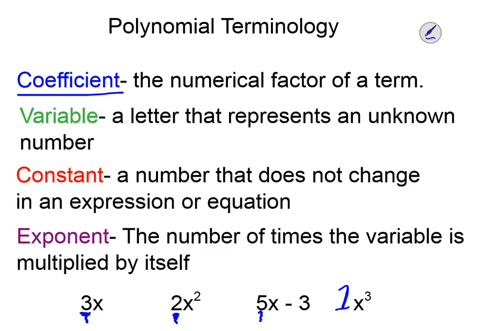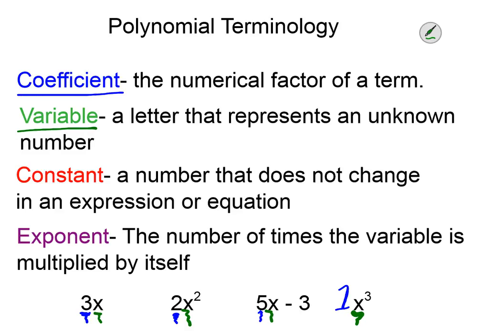The next term we want to look at is variable. We're already probably familiar with what the variable is. Here it's x. Here it's x. Here it's x. Here it's x. Of course, it doesn't always have to be x. It could be y. It could be p. It could be any letter to represent a variable. In these examples, it's all x.